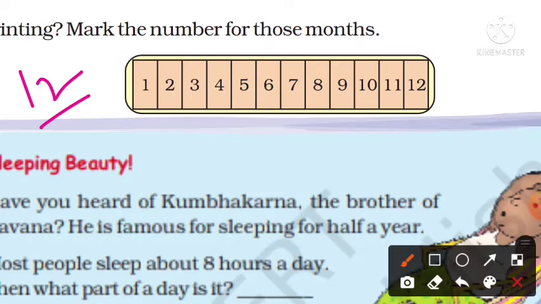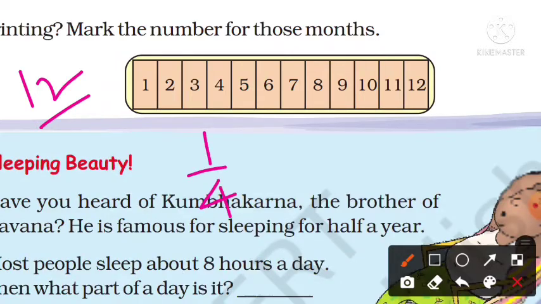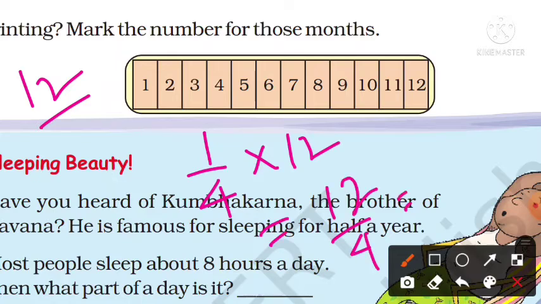So quarter of the year means 1/4 of the 12 months. So it will be 12/4, that is 3. So 3 months. So for every 3 months the school has to bring out a new magazine. So after 3 months it will be 6, after 3 months it will be 9, and after 3 months again it will be 12.